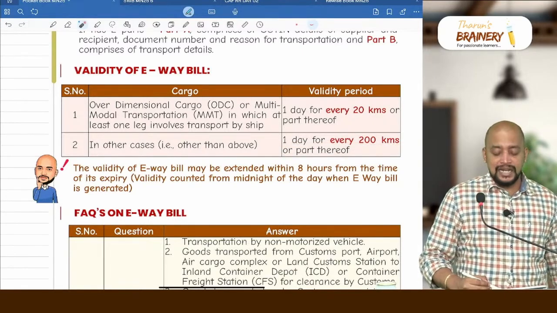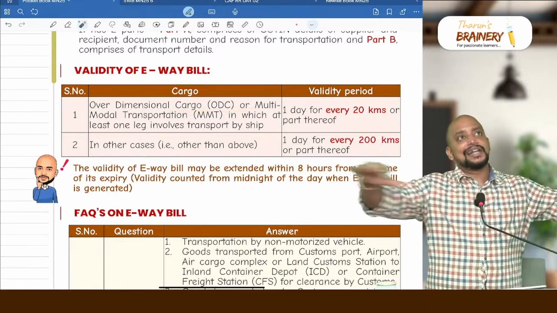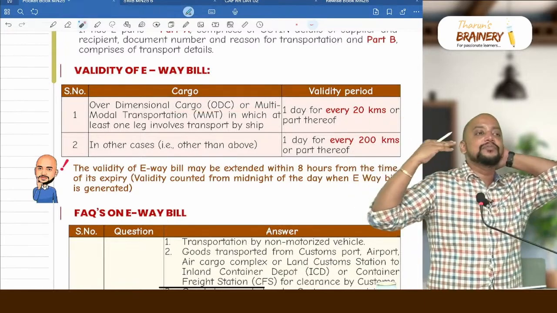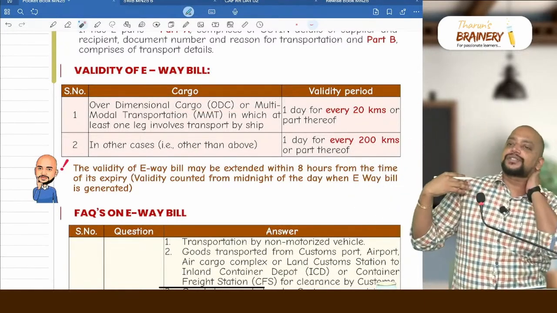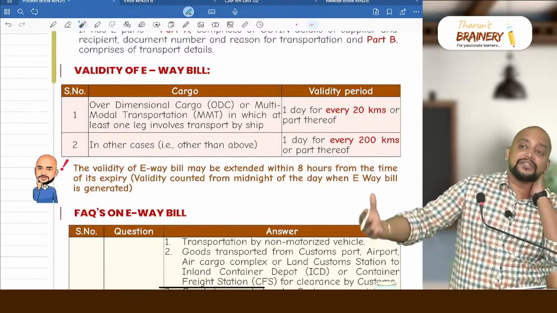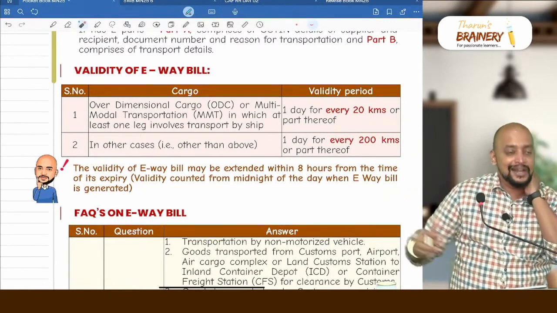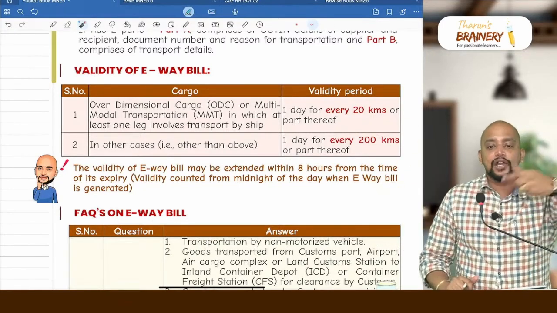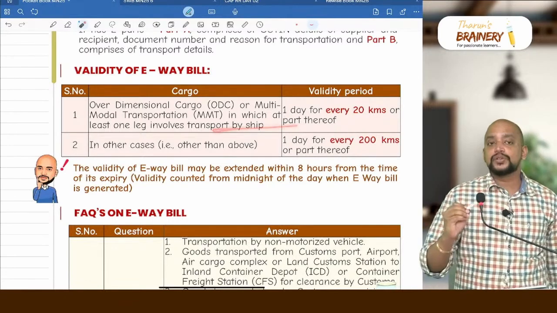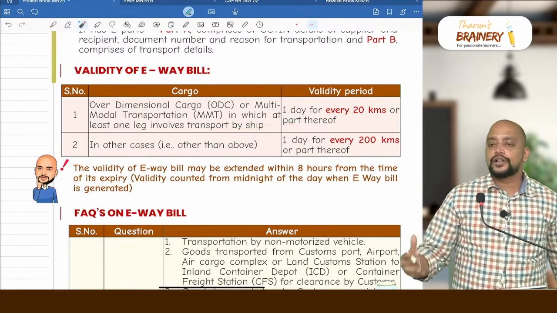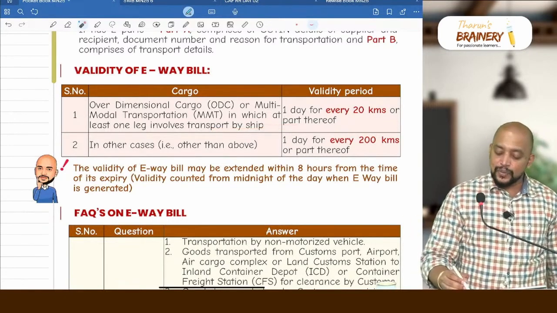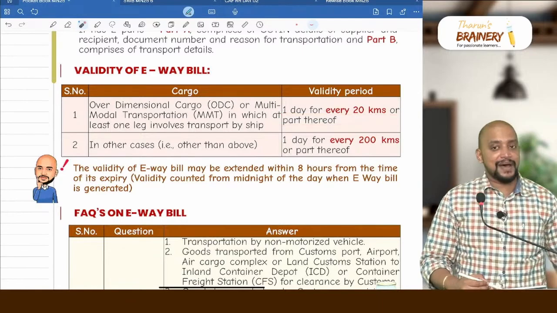If it is ODC, over dimensional cargo, where the cargo will be very big, or multimodal transportation, up to some distance by roadways, thereafter by waterways, and thereafter by railways, like that, multimodal transportation where one leg of the journey is by ship, that is waterways, then usually it will take a lot of time to travel. That's why it is 1 day for every 20 kilometers or part thereof.